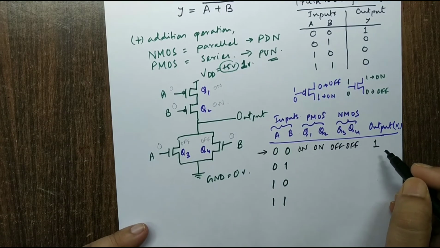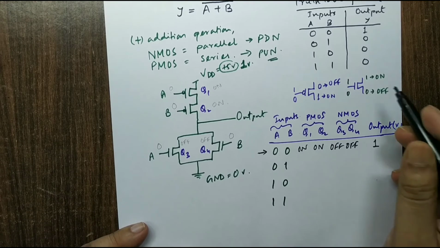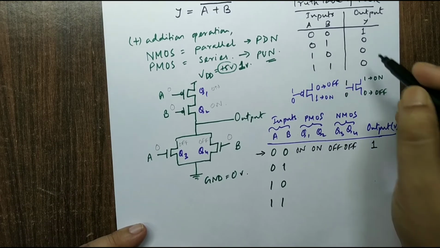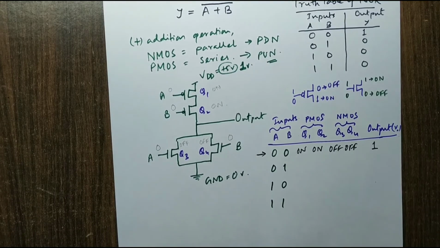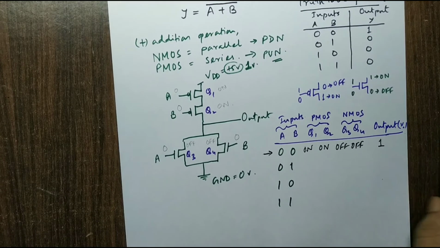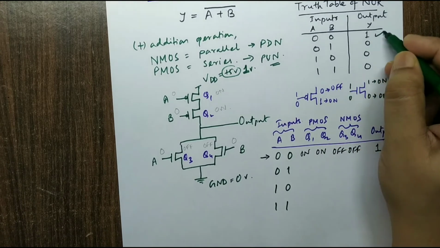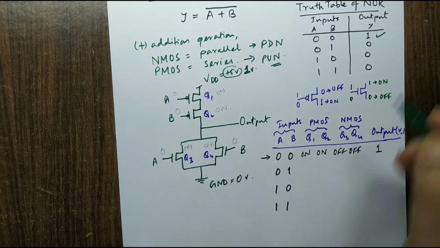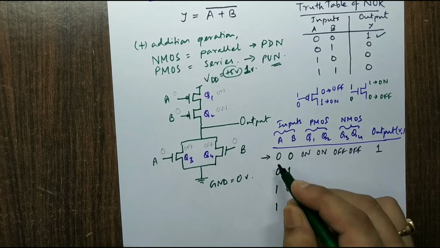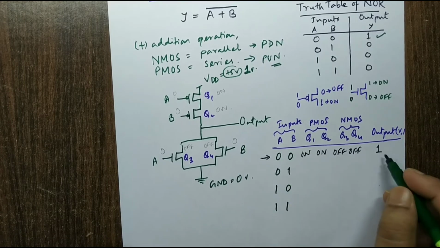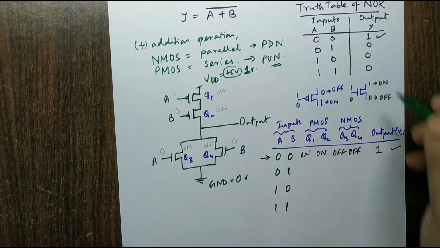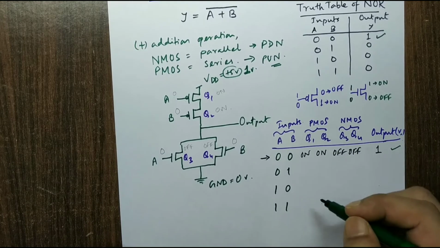Let me check whether the truth table of the NOR gate is matching or not. Here the truth table of the NOR gate is, for 0 0 combination what will come? For 0 0 combination it will be 1. If you tally this thing with this table, you can easily understand that for 0 0 combination, yes, the output is 1. So this is how you have to verify all 4 cases.